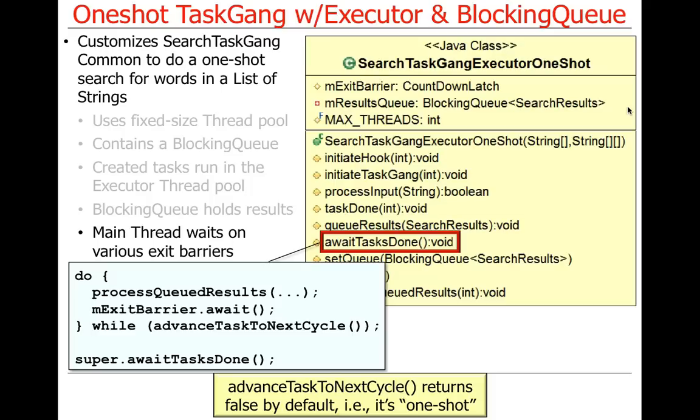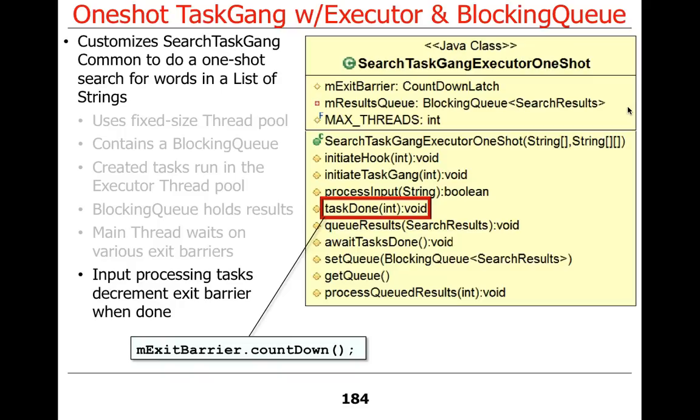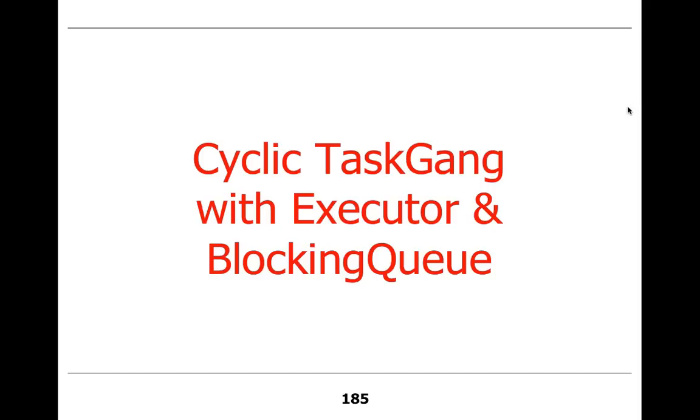By default, await advanced task to next cycle returns false, so everything is a one-shot task by default. So this thing will only run one time. And then it calls up to its superclass's await tasks done method, which is the one that goes ahead and shuts down the executor and then waits for all the threads in the pool to stop. So this is what the main thread spends its time doing. It processes results, waits for the cycle to be done, checks to see if there are any more cycles, and when there are not, it shuts everything down. And this barrier countdown is just used to count down by one. All right, so that's the first one.